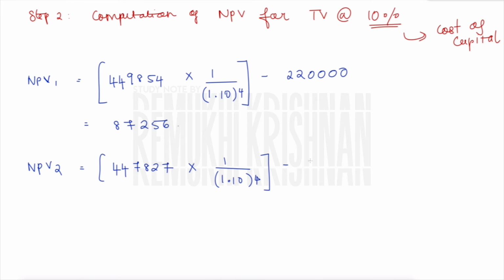Here again I am just going to substitute the values in the formula. It is nothing but present value of cash inflow minus present value of cash outflow. Instead of present value of cash inflows for that particular year, I'm just using the terminal value. Okay. So the answer for project B is 85,866.